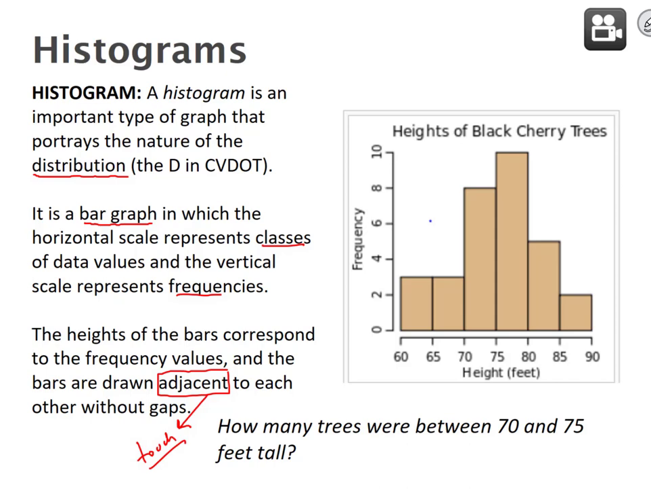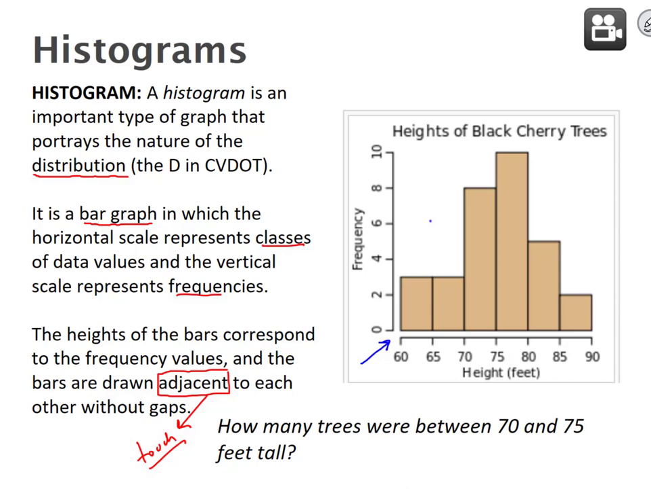So if we look at the graph here on the slide, the heights of black cherry trees, notice that there's a gap in the left-hand corner. The two axes don't actually connect because we don't really care about the trees that are less than 60 feet tall. Evidently, the shortest tree we're looking at is 60 feet or greater, so it jumps in the scale from 0 and just starts at 60.